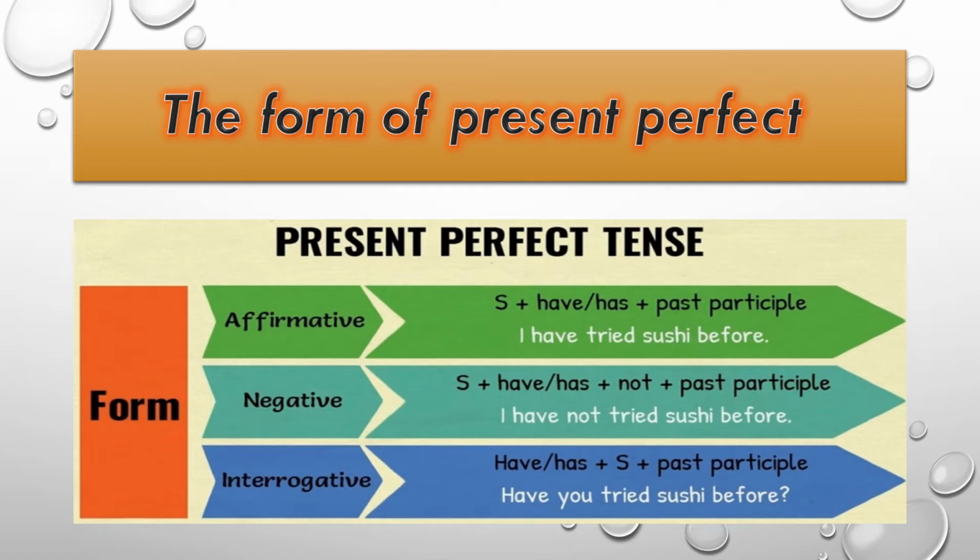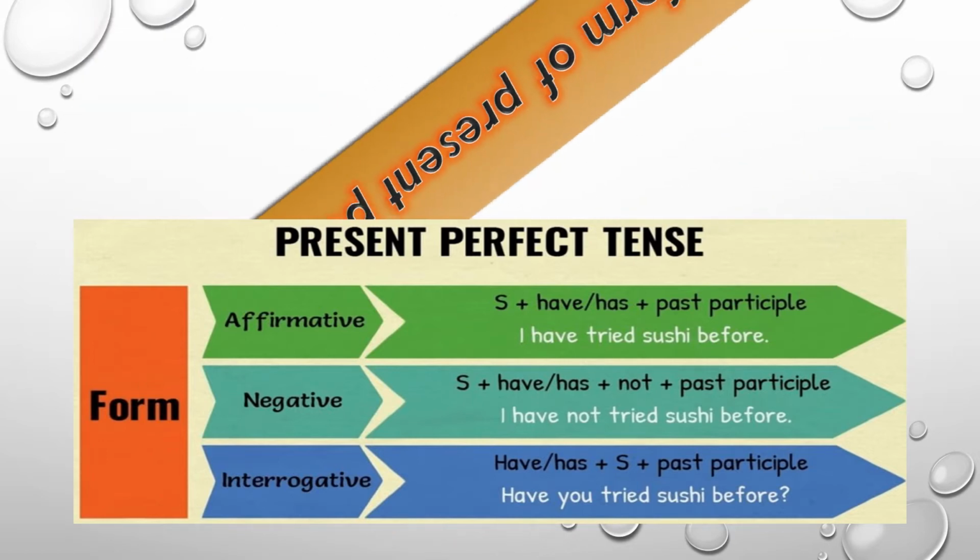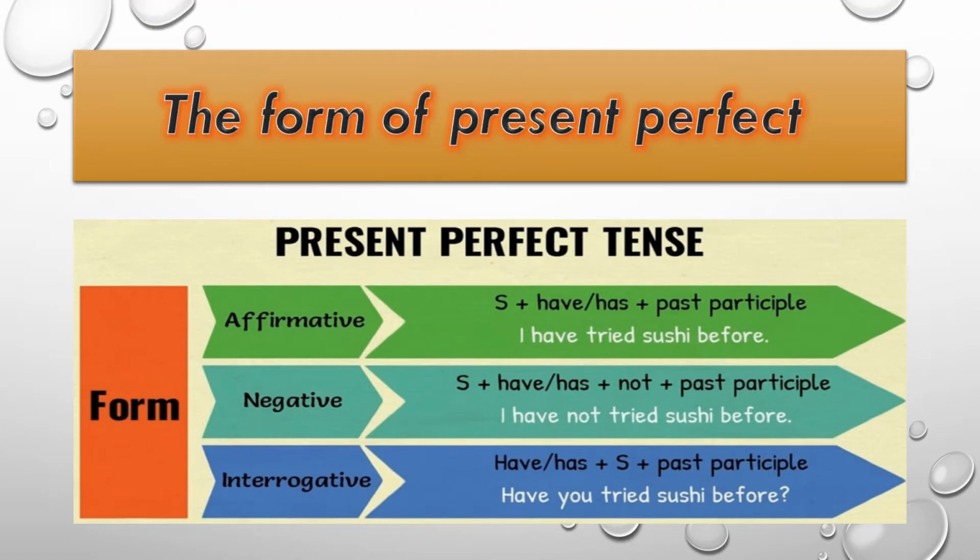Okay, in the negative form, you are going to add not to has or have. So you are going to start with subject, has or have plus not plus the past participle form of the verb or verb 3. Okay, notice here with present perfect tense we use verb 3 or past participle form of the verb. In the interrogative form, you are going to invert the subject and the verb.